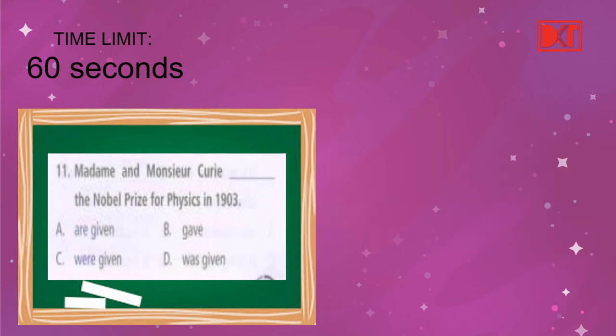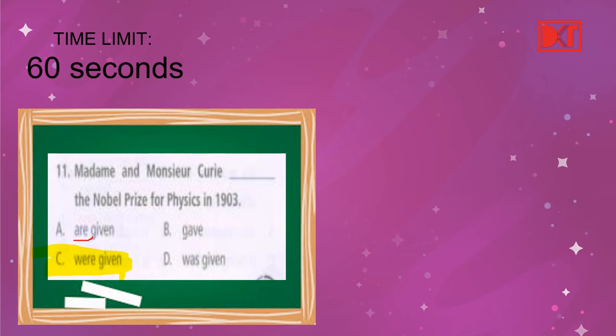Madame and Monsieur Curie dash the Nobel Prize for Physics in 1903. A: are given, B: gave, C: were given, or D: was given. This is pretty easy. C, were given. Madame and Monsieur Curie were given the Nobel Prize for Physics in 1903.